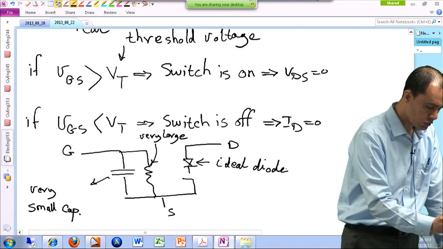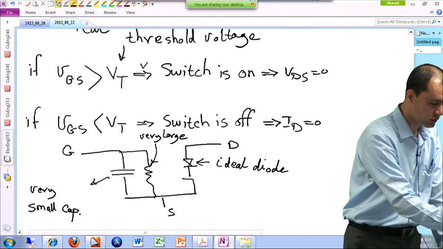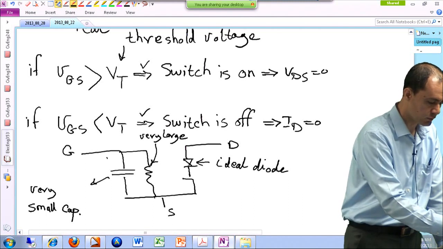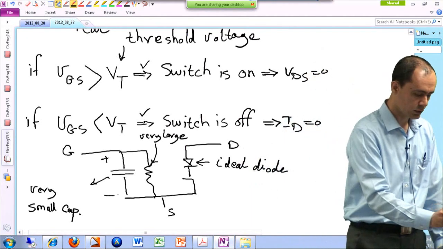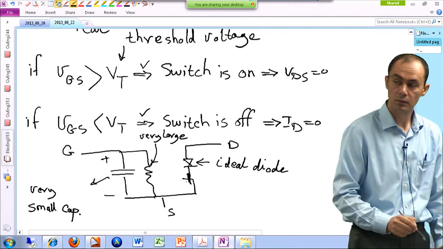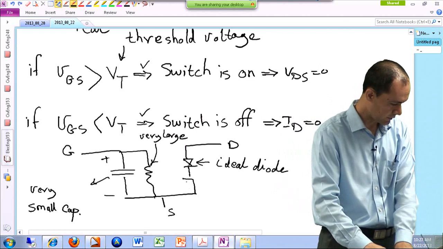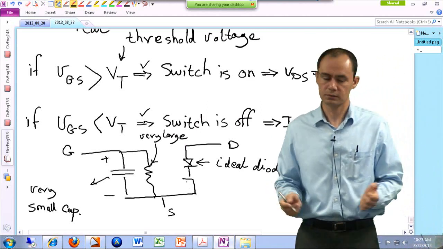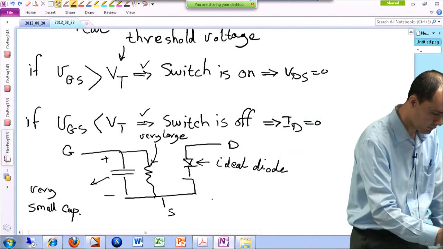And this is your switch. So this switch is actually turned on and off based on this logic that I have explained earlier. So if you charge this cap and this voltage is higher than the threshold, the switch turns on. Otherwise, the switch turns off. Okay, otherwise the switch is open. So this is an ideal model.